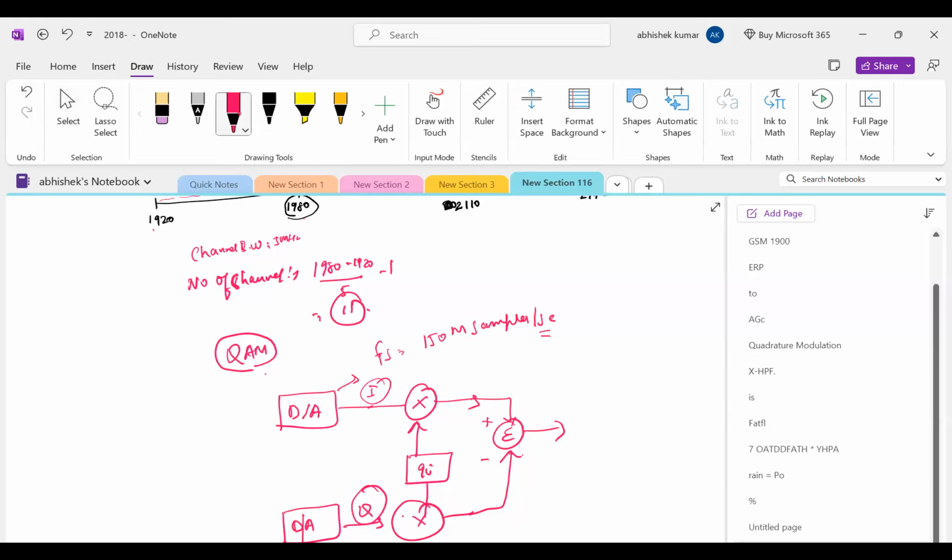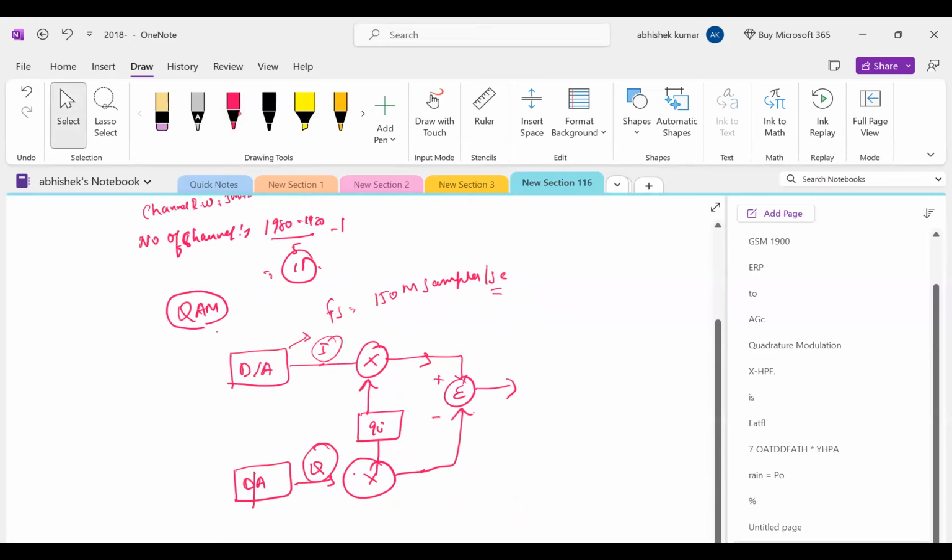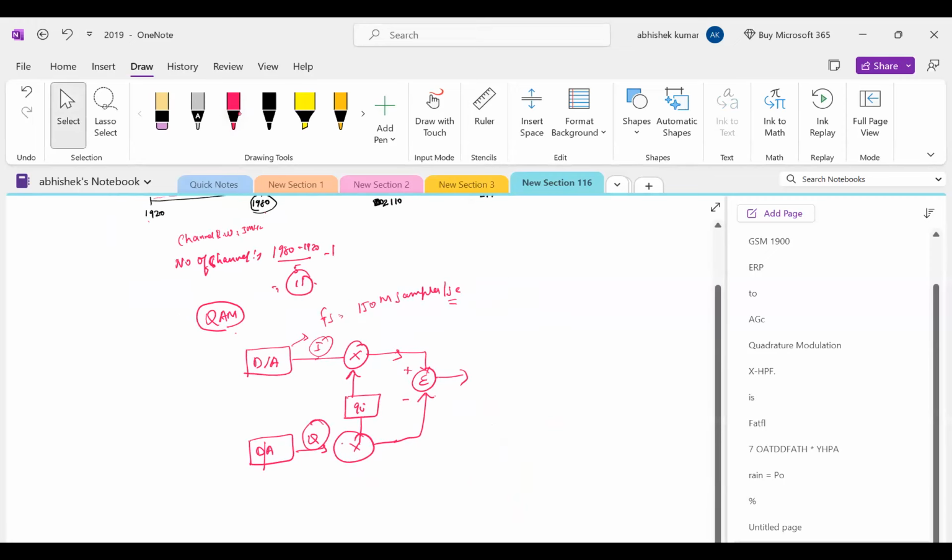Design the rest of the transmitter and draw the block diagram. This is your block diagram showing your design. In particular, choose a suitable sample rate. What will be the sample rate? We can choose a sample rate. We have fs of 150 mega samples per second.